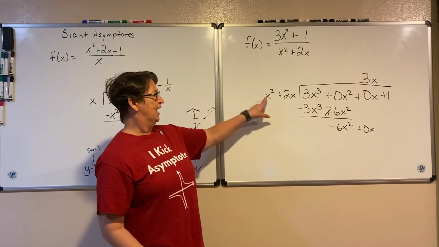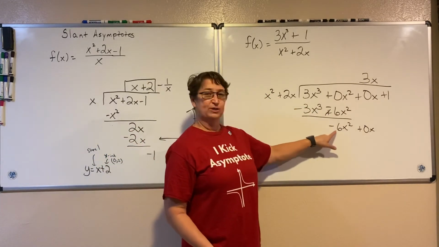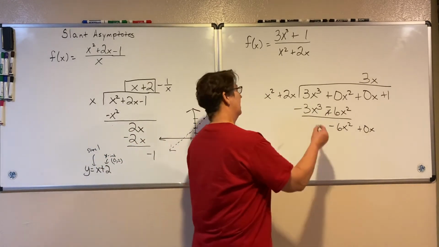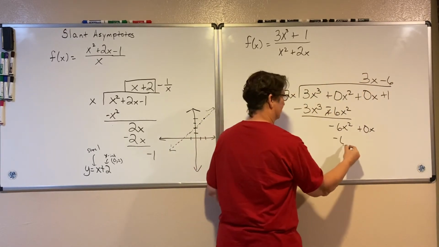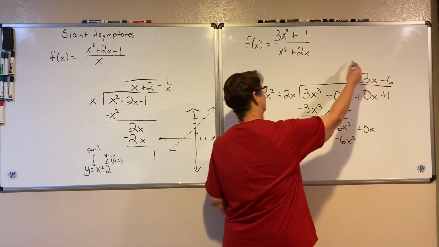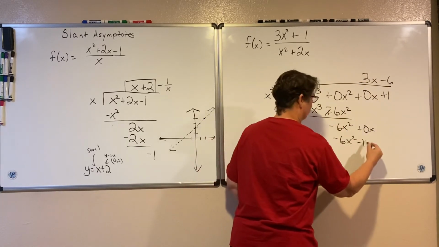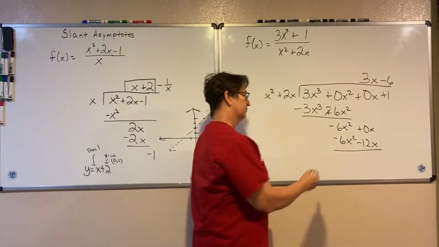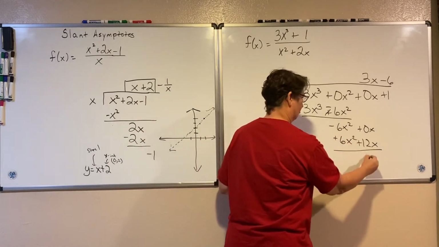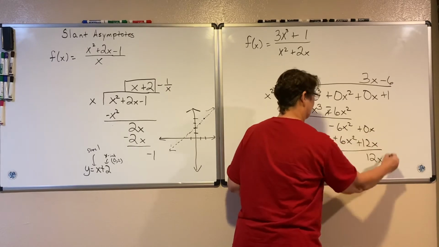Ask yourself again, x squared times what gives me a negative 6x squared? And that is a negative 6. Multiply, so you get negative 6x squared. Be sure to distribute, negative 12x. Subtract, so I have 12x. Bring down your next term.